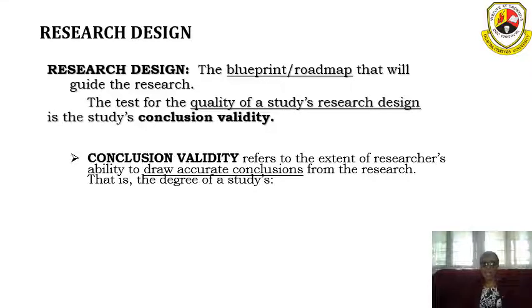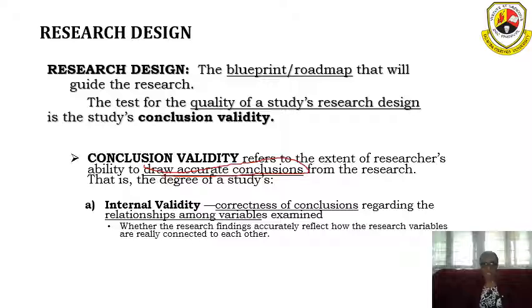That we draw accurate conclusions after we've carried out our quantitative research. One, we carry out internal validation, and internal validation is strictly looking at correctness of conclusions. When the researcher's findings are accurate, they actually reflect the accurate relationship between two variables. Let me just give you an actual example.